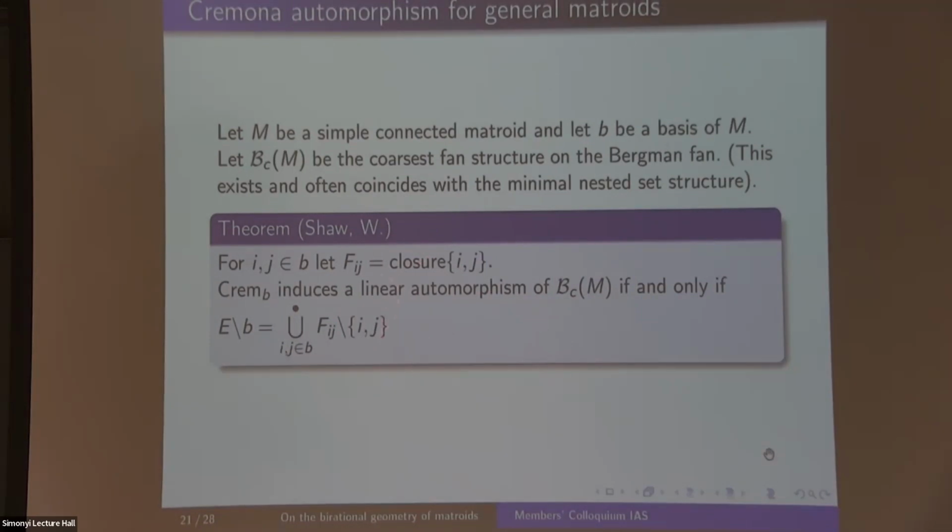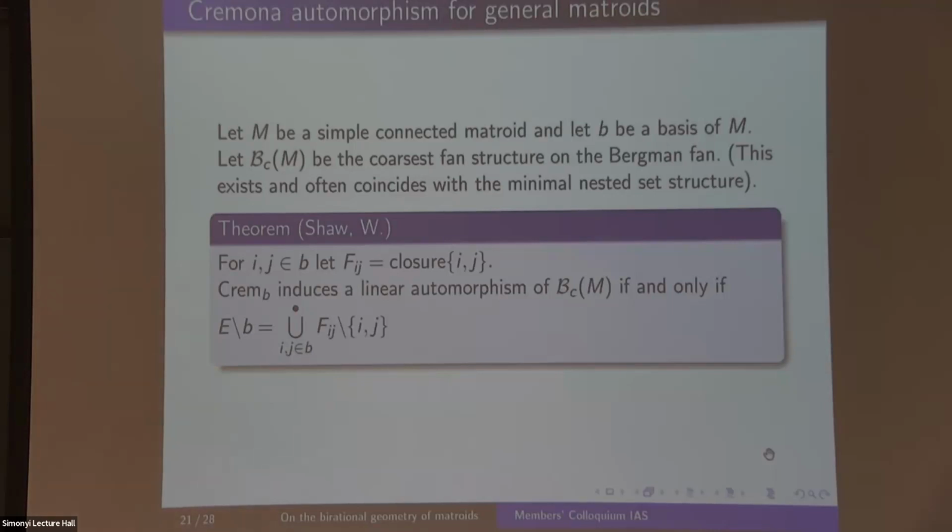This is as follows. Everything in the matroid is either an element of the basis or it lies in the closure of two basis elements. This is a very easy to check condition. A matroid need not have this kind of basis. Yeah? But if a matroid has this basis, we call this automorphism of the coarse fan structure, which will not preserve the fine fan structure, a Cremona automorphism of the matroid.